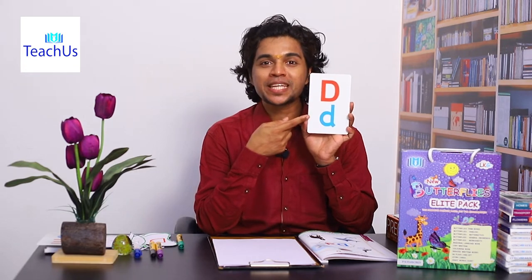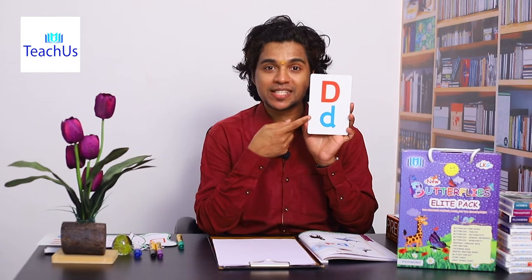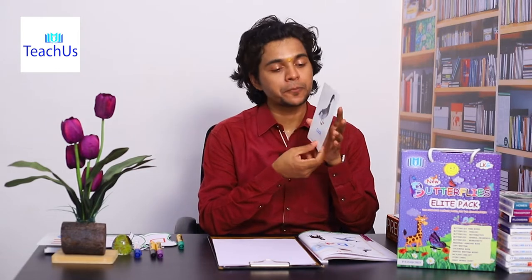What is its name? D. And D makes a sound D. D as in duck. D makes a sound D and D as in duck.